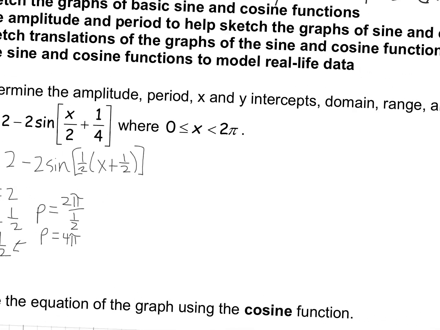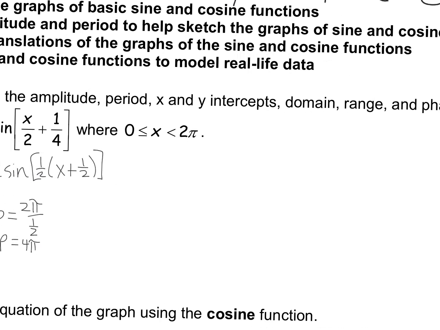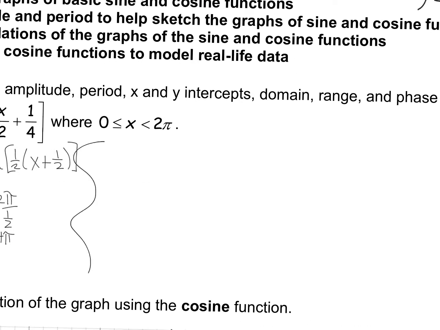So x-intercept, we're going to plug 0 in for y. I think I'm going to do that in this factored form. I think it really won't matter in terms of solving. Let's go and take a look. So if I just try and separate my work here, 0 equals 2 minus 2 sine parenthesis 1/2 x plus 1/2.